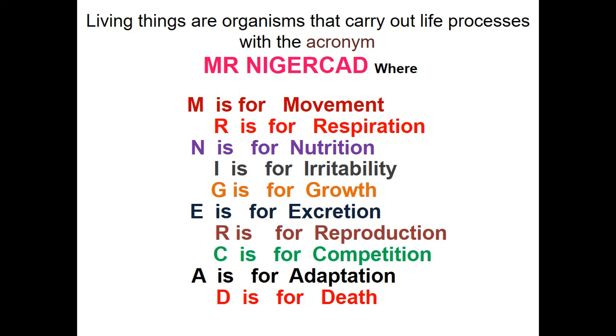Alright. M in the acronym MR NIGERCAD stands for movement. R is for respiration. N is for nutrition. I is for irritability. G is for growth. E is for excretion. R is for reproduction. C is for competition. A is for adaptation. D is for death. So we shall be looking at these characteristics one after the other. Come with me.